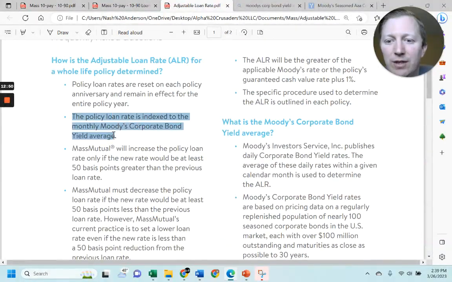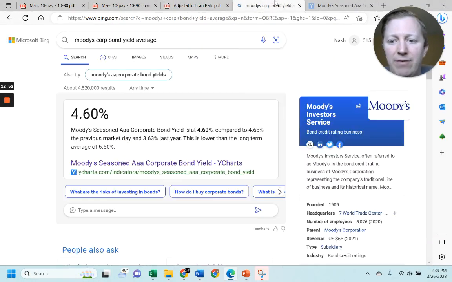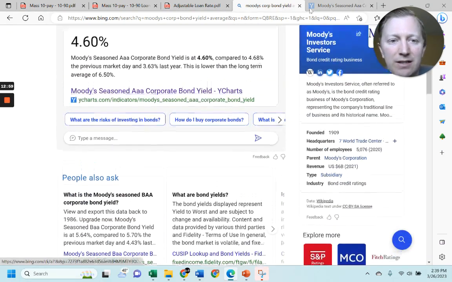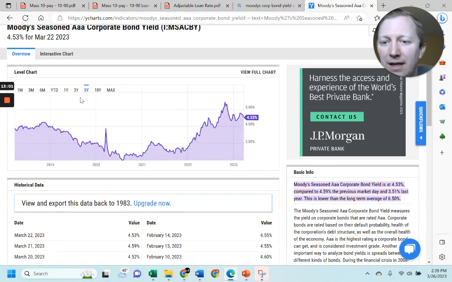Now, let's look at this. This is tied to the Moody's corporate yield average. So how do you track that? Well, you can just type it into Bing or Google. I went here and clicked on the Y Charts thing and zoomed it out. So this is the 5-year, going back to 2018 down to now.